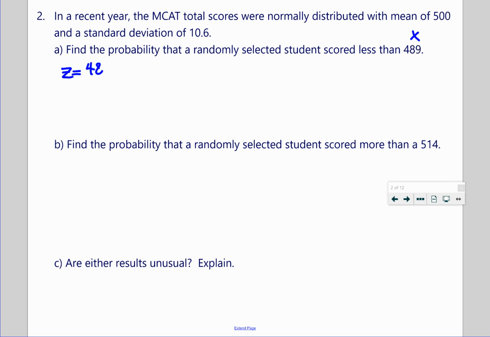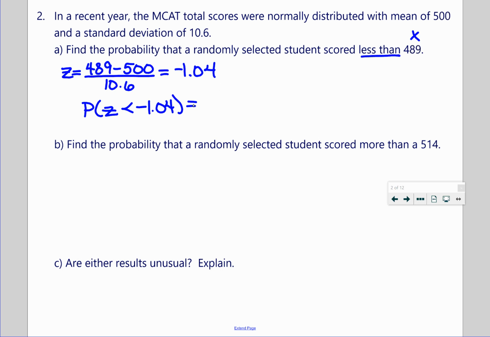So 489 minus 500 divided by 10.6. And give it 2 decimal places, -1.04 is the z-score. So now we're going to find the probability that my z, again it says less than here, is less than -1.04. Find it on your chart. 0.1492.